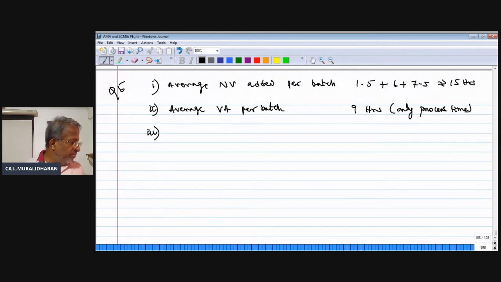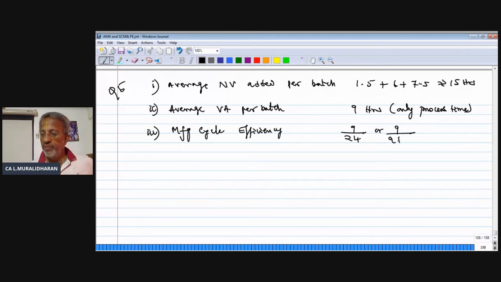Third, manufacturing cycle efficiency on the total time of 24 hours. How that 24 you are getting? 9 divided by 9 plus 15. So that comes to 37.5 percent of the total time. 37.5% of the time only we are utilizing for the purpose of manufacturing. So therefore 37.5 is the efficiency rate.